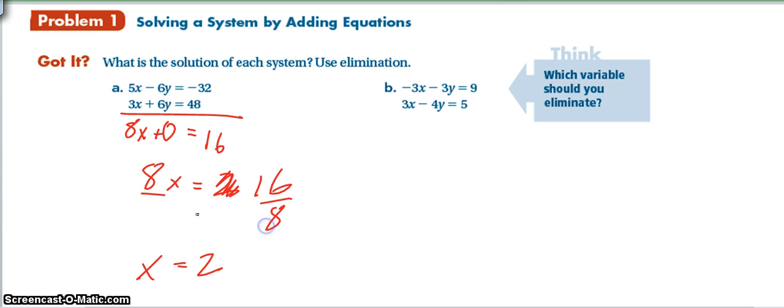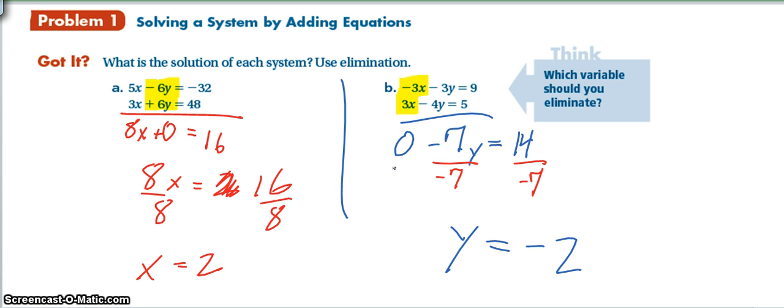So take a second, pause the video, and try and solve b on your own. Alright, to talk through b, the question is asking which variable you should eliminate. Hopefully you say the ones that are opposing each other, the additive inverses. So here that'll be my negative 3x and my positive 3x. Then I add my other values, and those combine to give me a negative 7y.